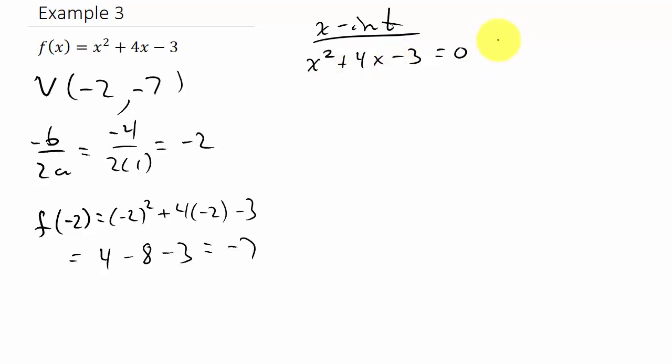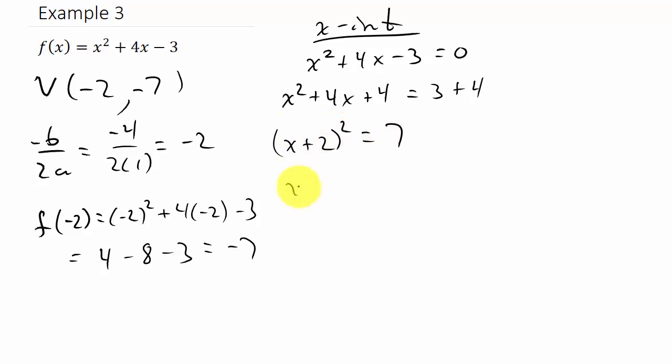To complete the square, we have to move the 3 over, so it equals 3. Remember, you take the term in front of x and half it, that gives you 2, and then you square that, so 2 squared is 4. So I add 4, and since I added 4 to this side, I have to add 4 to the other side. This factors: x plus 2 squared equals 7. I square root both sides: x plus 2 equals plus or minus the square root of 7. Then I subtract 2 from both sides, so x equals negative 2 plus or minus the square root of 7.